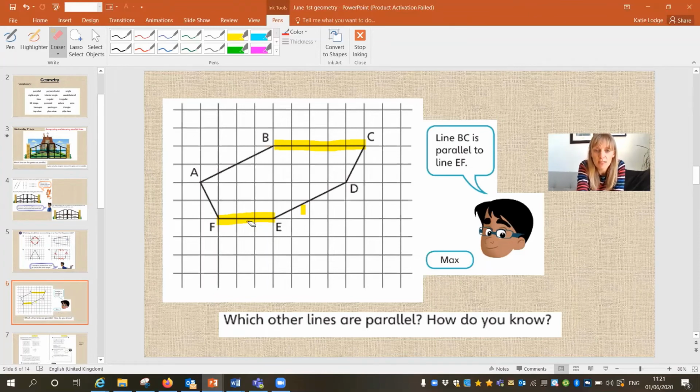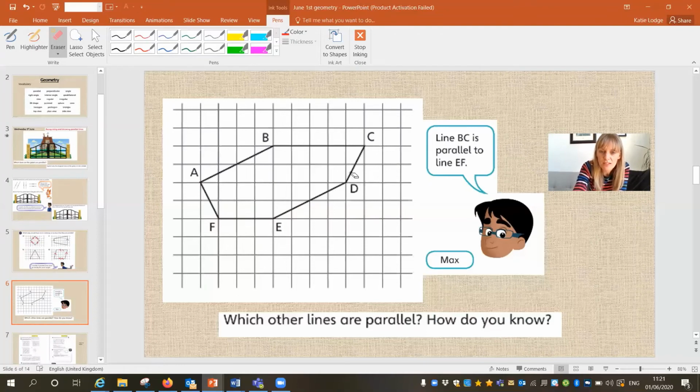So I'm just going to get rid of these so we can concentrate and see what we're doing. That is not working, my eraser. There we go. Okay, so which other lines are parallel? How do you know? So we've got line A and F. Is that one parallel? Let's look. Are there any other lines going in that same direction? No, there aren't. So there's nothing parallel to A and F.